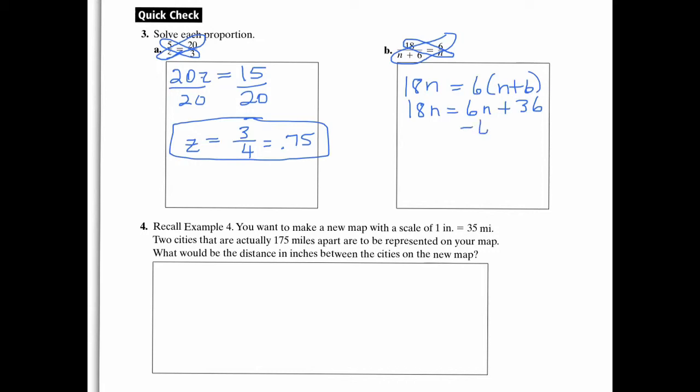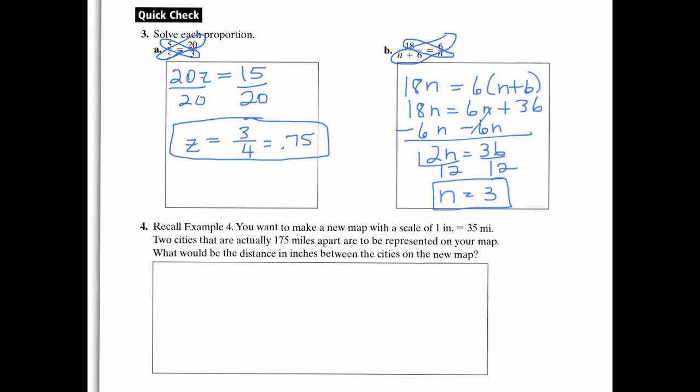Then I'm going to subtract the 6n so I can get my n's together. And that's going to be 12n equals 36. Divide by 12. And so n equals 3. Any questions there?